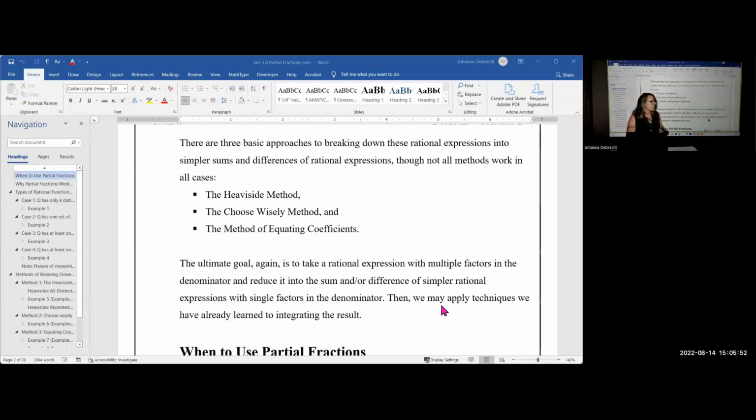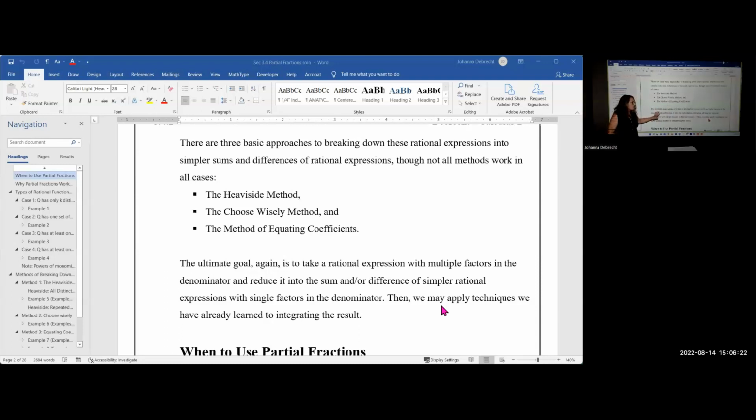It always works. It never fails. Choose wisely also never fails. It will work in all cases. The Heaviside method will not. The Heaviside method primarily works on linear factors. But since most of our problems have linear factors, this is actually an advantage because it's a relatively easy, short method to use. So we'll cover all 3 methods. You are welcome to use whichever method appeals to you the most.